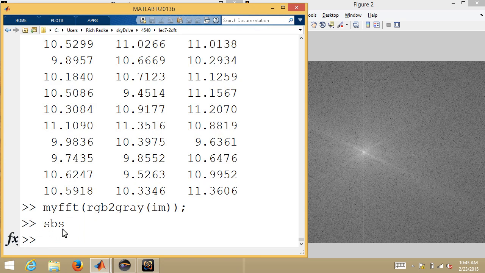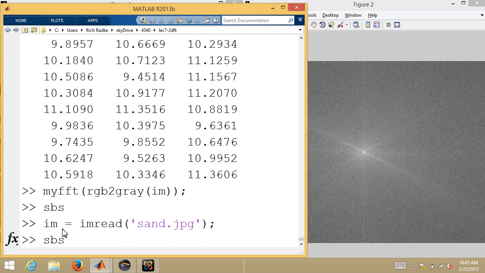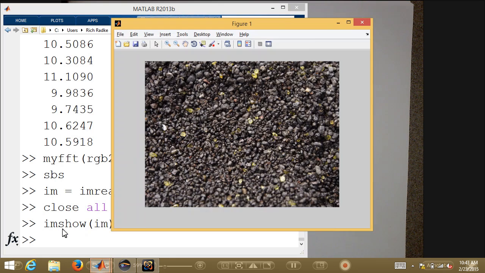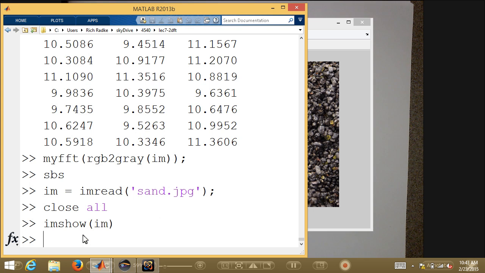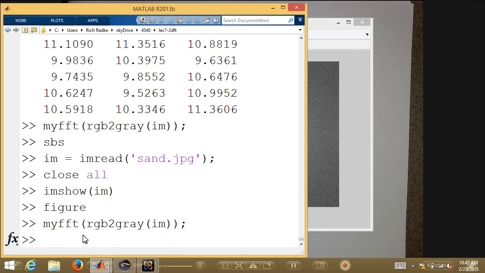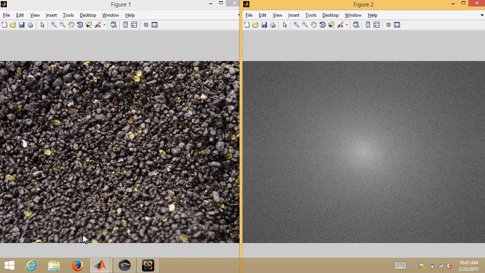So let me look at another image that is the closest thing I could find to a high frequency image that was in my Hawaii library here. So if I look at my image, and this is an image of sand, and now if I look at my FFT of that.